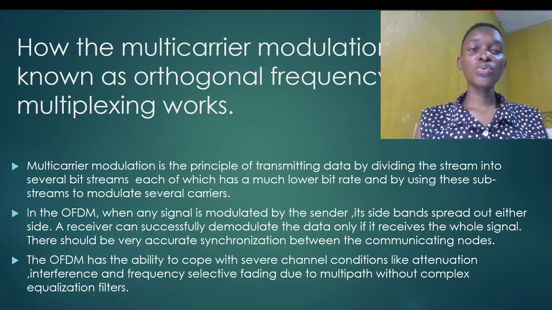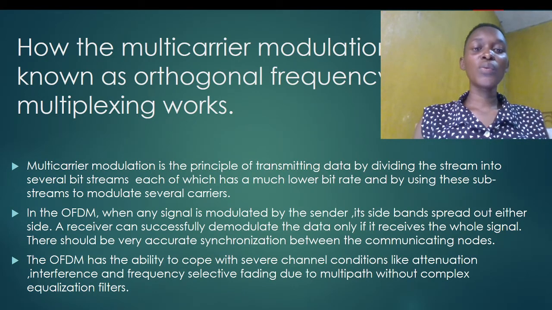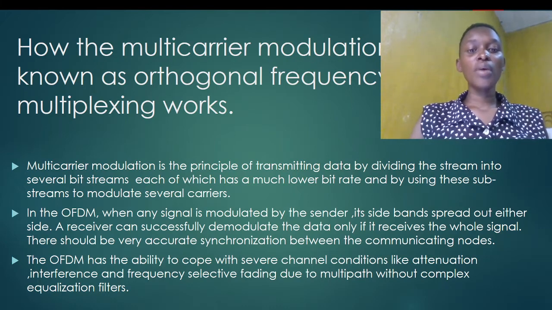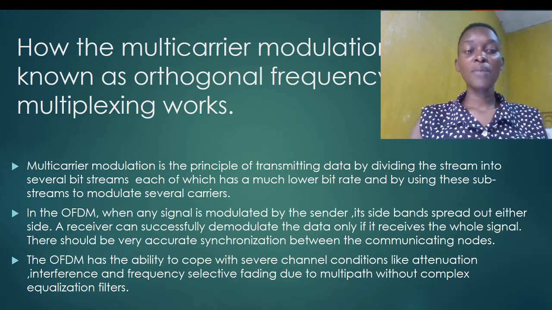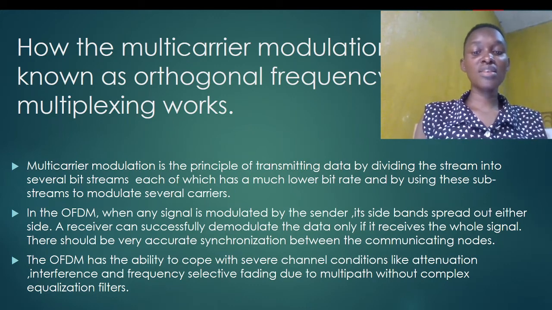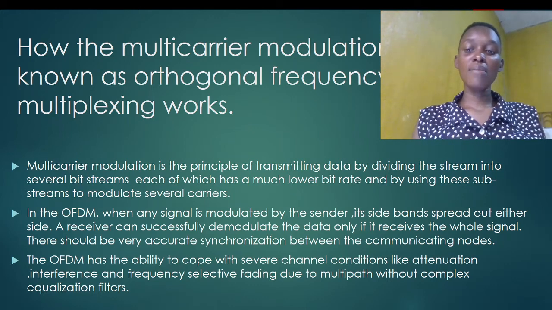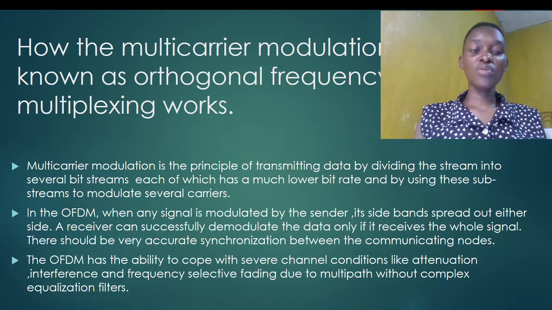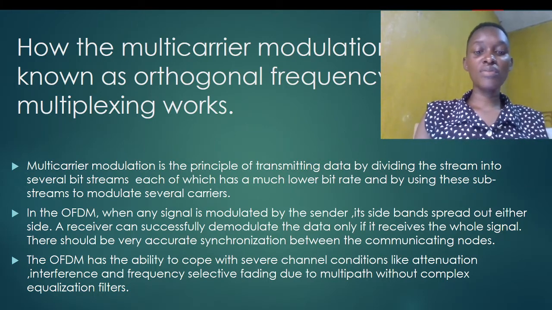On number 2, we talk about how the multi-carrier modulation scheme works, which is also known as orthogonal frequency division multiplexing. Well, the multi-carrier modulation scheme is a principle of transmitting data by dividing the stream into several bit streams, each of which has a much lower bit rate, and by using these substreams we are able to modulate several carriers.